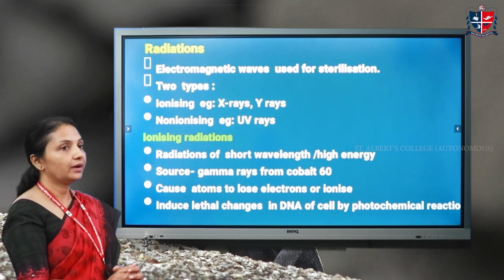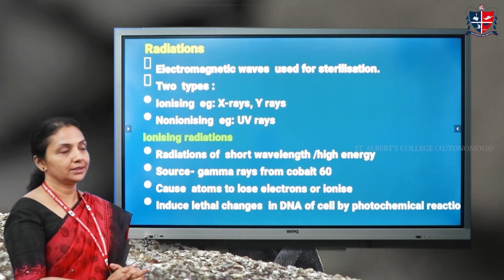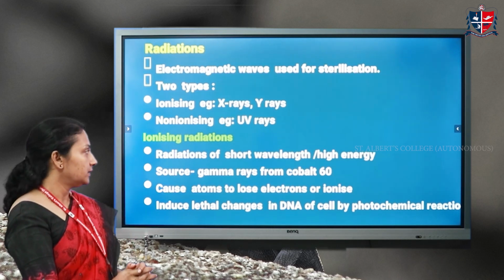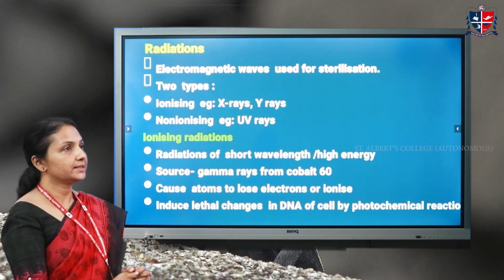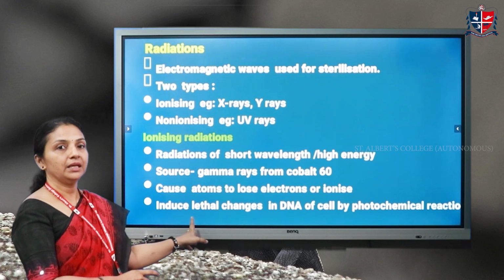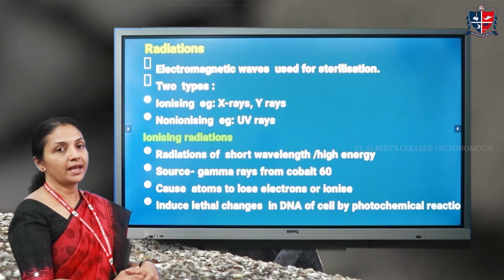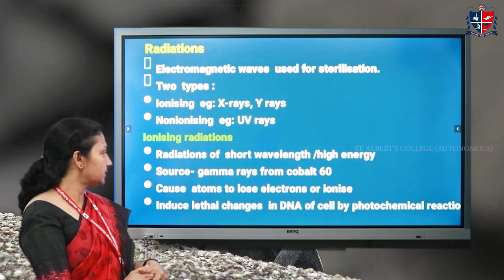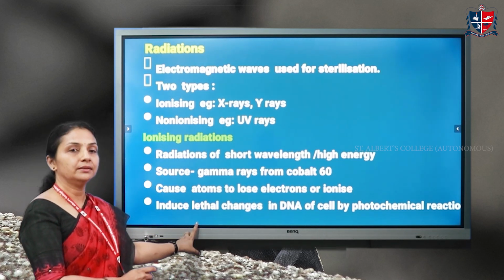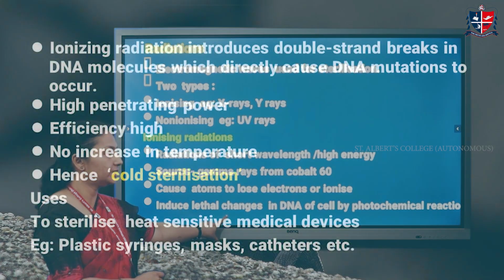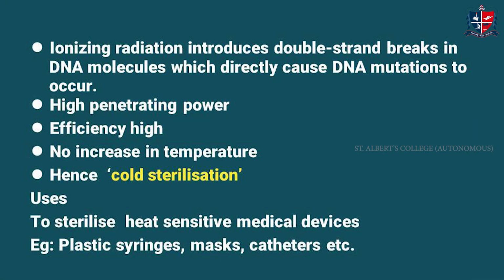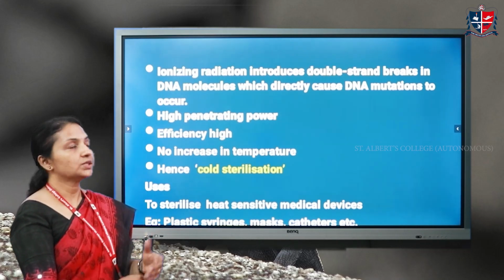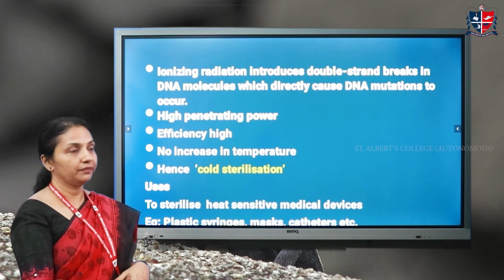Ionizing radiations are of short wavelength and high energy. The source of ionizing radiations is cobalt-60, that is, gamma rays from cobalt-60. And from the name itself, we know that it causes atoms or molecules to ionize. Hence, it is known as ionizing radiations. The mode of action is that these ionizing radiations induce lethal changes in DNA by photochemical reactions. It also causes double-strand breaks in DNA, which leads to mutations and ultimately death of the bacterial cell.